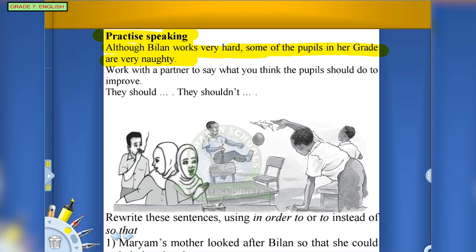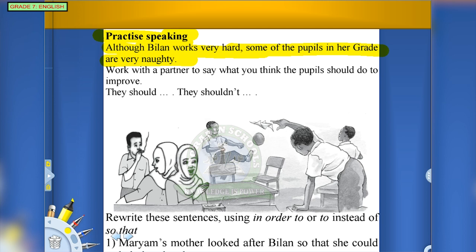Okay, as everyone knows, Bilan is Maryam's daughter. Students, the story we learned yesterday, Bilan is Maryam's daughter, and I told you that Bilan is in grade 7, and she is working very hard. Last year she was second in her grade, but this year she wants to be first.